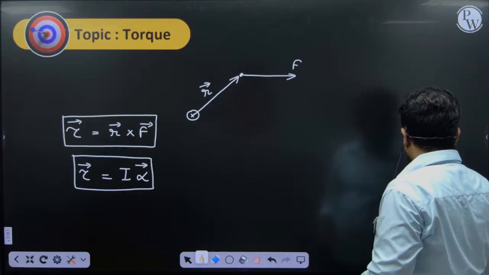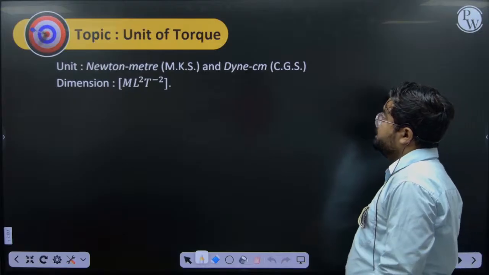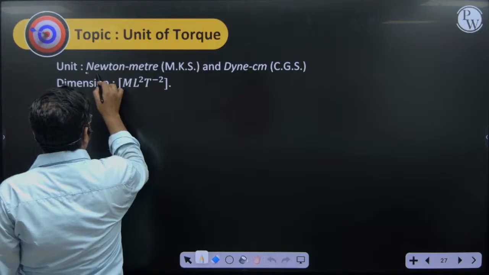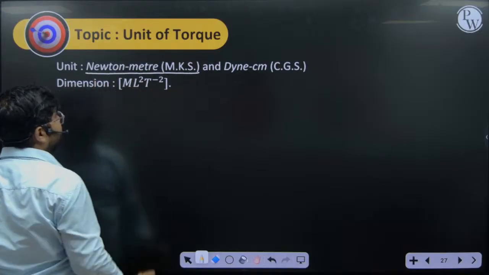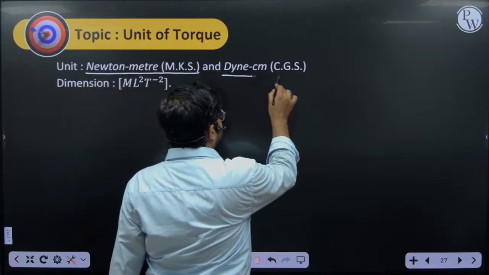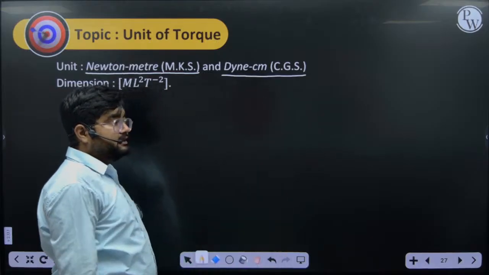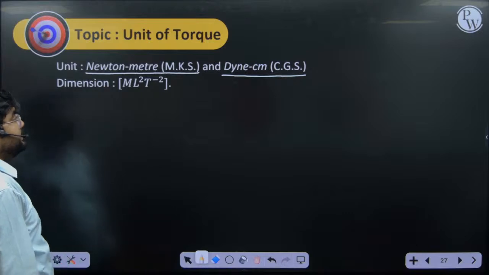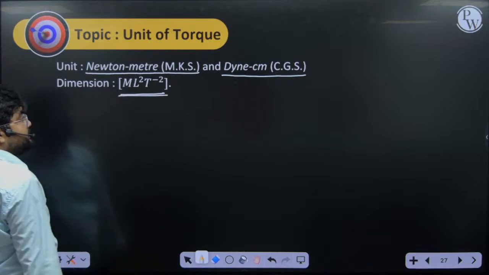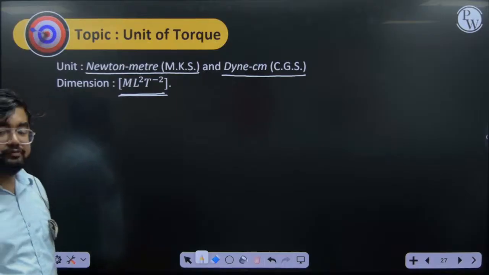Let us move forward. Unit of torque. It is force into displacement, so the unit is simply Newton into meter. Or we can also say it is simply dyne into centimeter. Force into displacement, dyne into centimeter. Its dimensions are M L squared T to the power minus 2, frequently asked.